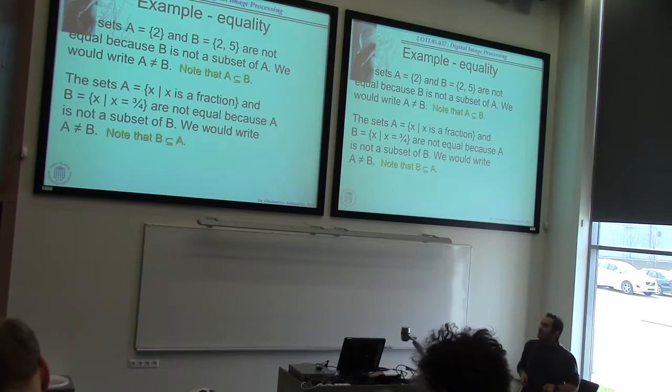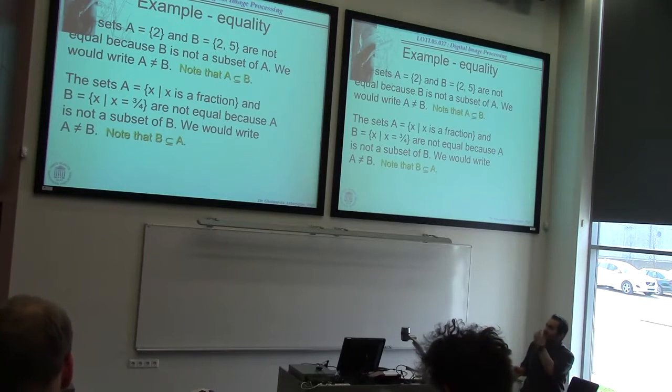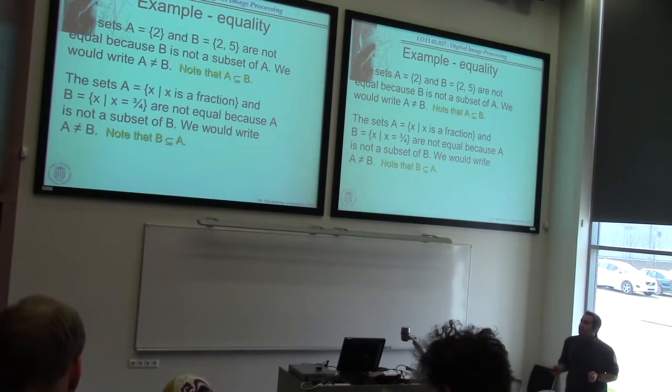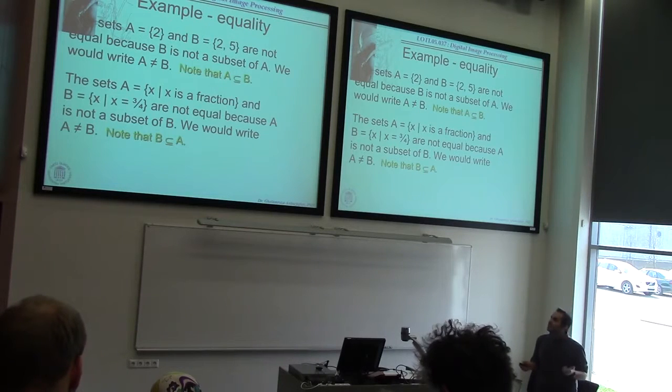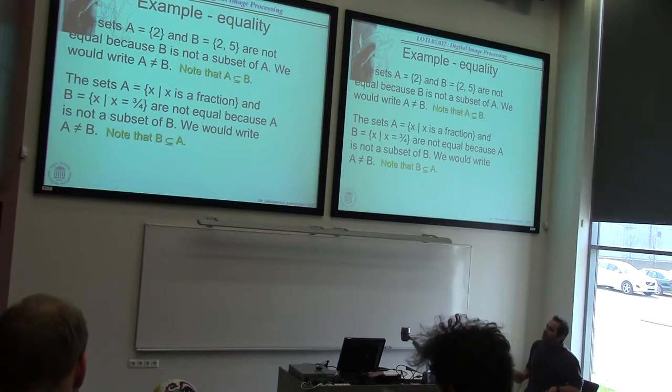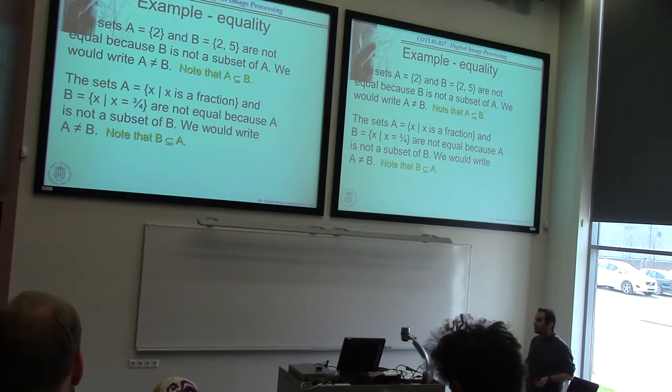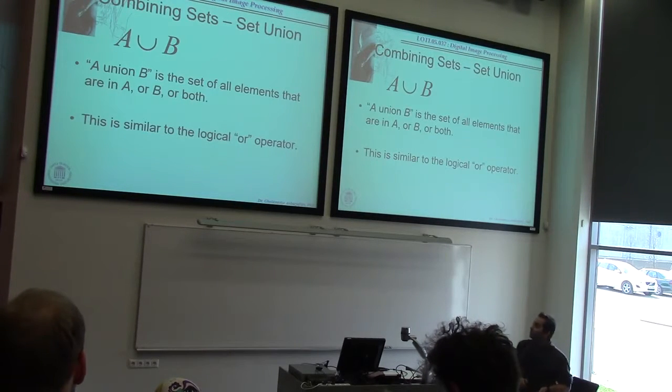In this case we just say that these sets are not equal, or A is a subset of B. And also, for example, in this case, we have a set A where x is a fraction, and B is the set of x where x equals 3/4. We know that B is a subset of A, but A is not a subset of B.